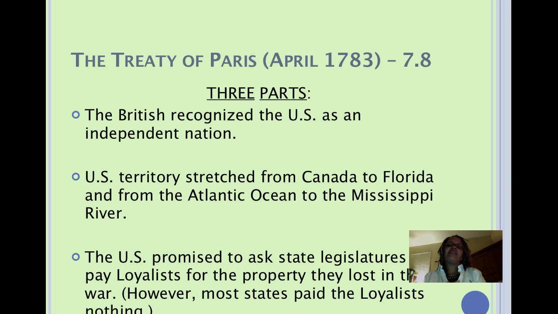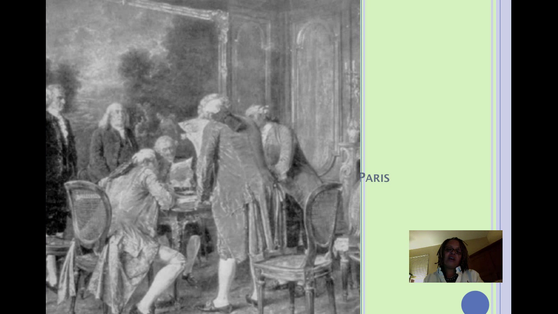And then finally, the United States promised to ask the states to help repay the Loyalists for anything that was lost in the war. So the Loyalists that kind of ran off to Boston or Canada after the siege of Boston, Loyalists that stayed in the colonies and didn't fight for independence but were still loyal to the king, those Loyalists would receive back any property that they had lost. However, most states did pay the Loyalists nothing. And then here's an image of the powers that be signing the Treaty of Paris.